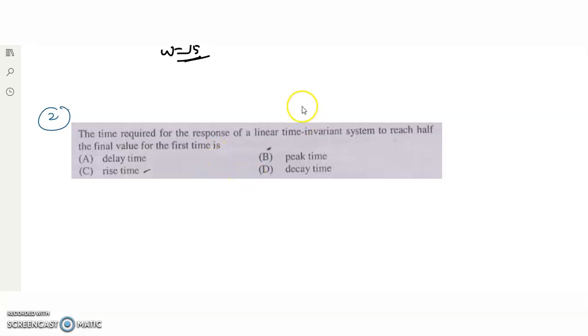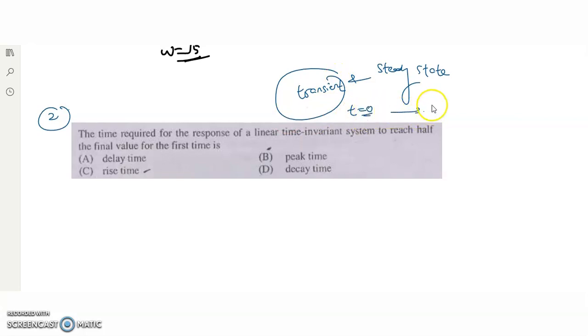Actually, whatever system you are taking, there are two different types of responses. One is the transient response and the next one is the steady state response. Okay, these are the two responses. Transient response will occur at t equal to 0 and it will continue up to a certain amount of time, and after that the steady state response will start.